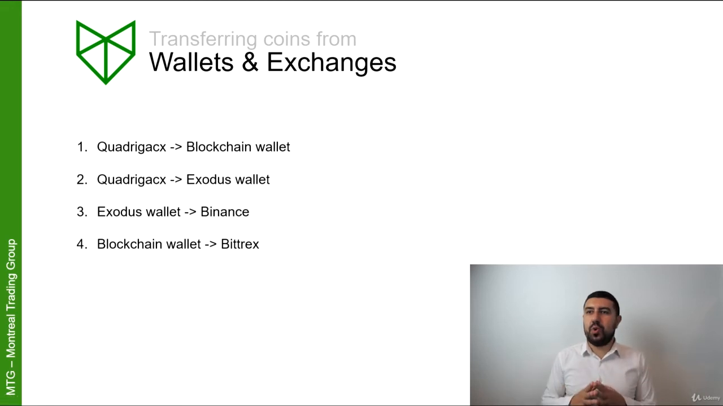All right, so we bought our first cryptos. Now what we want to do is start transferring them from wallet to wallet and to our other exchanges. So let's do this. We'll send some coins from Quadriga to our blockchain wallet, so our online wallet. We'll send some other coins from Quadriga to our Exodus wallet, so our multi-asset client. And then we'll send the currencies from those two wallets to Binance and Bittrex exchanges where we can buy more altcoins, right? Okay, so where do we go?